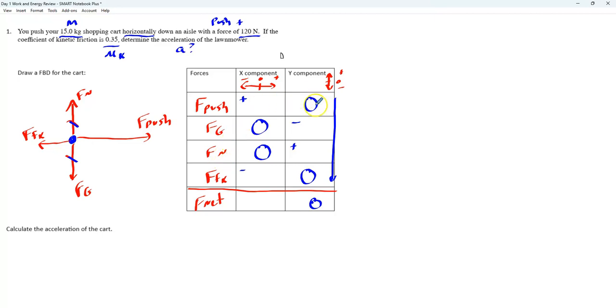So we need to plug in numbers that we can. Our pushing force was labeled at 120 newtons. We don't know anything else, so we're going to have to do some math here and solve. The force of gravity is the first thing we're going to work with. Force of gravity is just mg. So the mass is 15 and gravity is 9.8. If you multiply 15 by 9.8 in your calculator, you'll get 147 newtons for the value. I'm going to put that in this box.